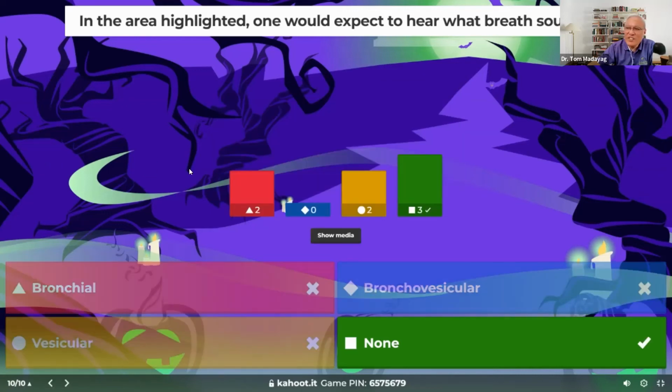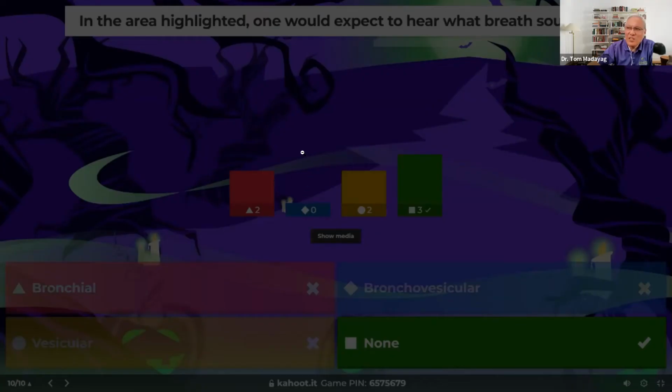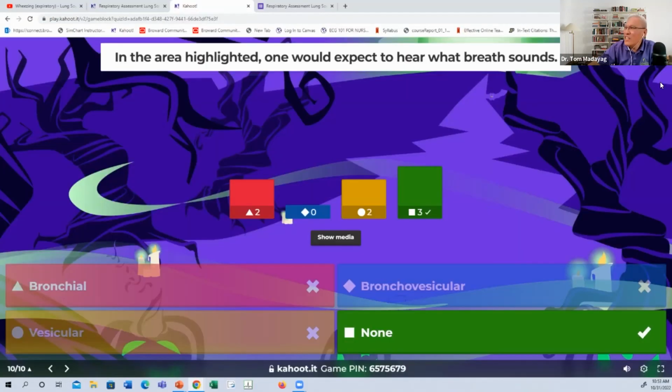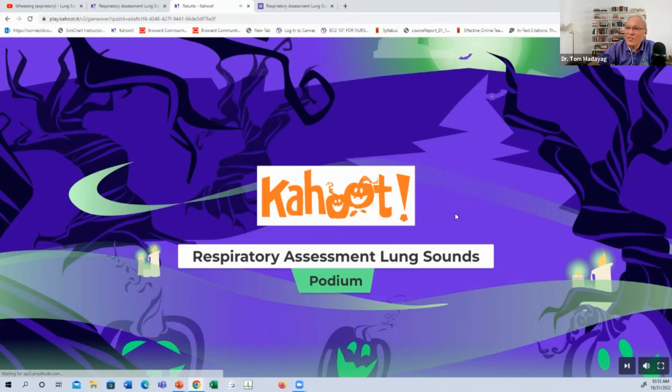Okay, the correct answer is none. Again, if you look over here, this is the area of the scapulae, and therefore you will not be able to listen to breath sounds in this area. So let's see who the honors are.